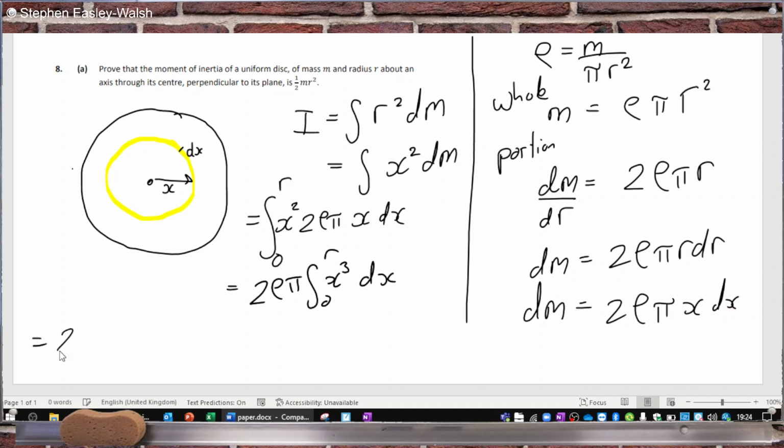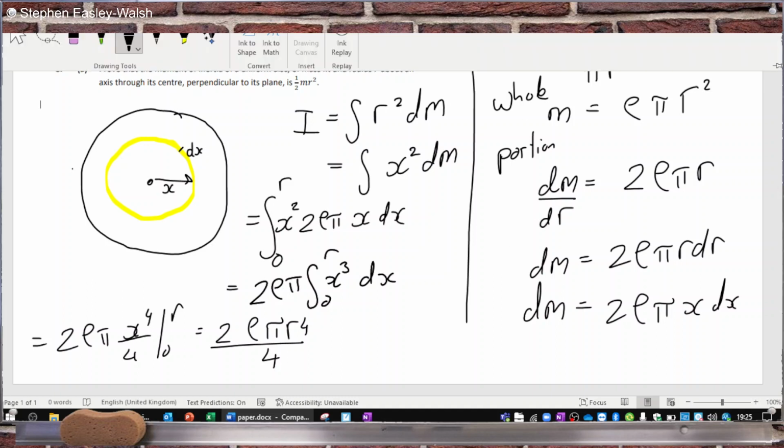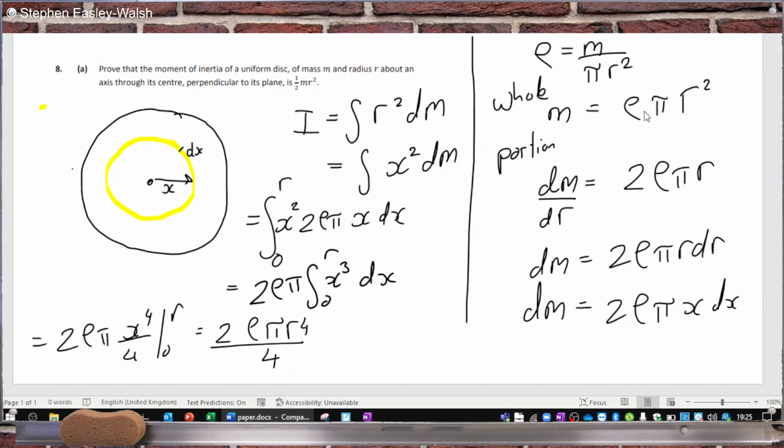So that's equal to 2 rho pi times x to the 4 over 4, from 0 to R. That's equal to 2 rho pi R to the 4 over 4. So we can clean this up a little bit, because remember that rho pi R squared is equal to M, and 2 divided by 4.